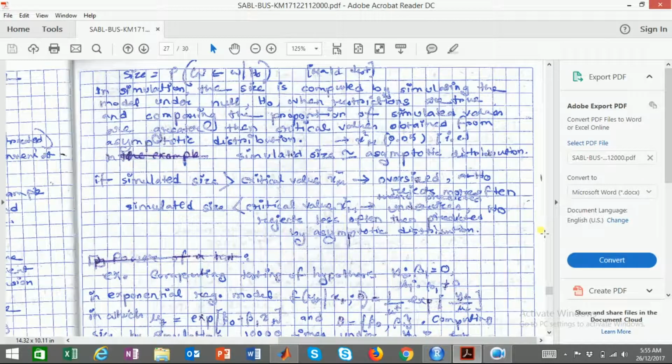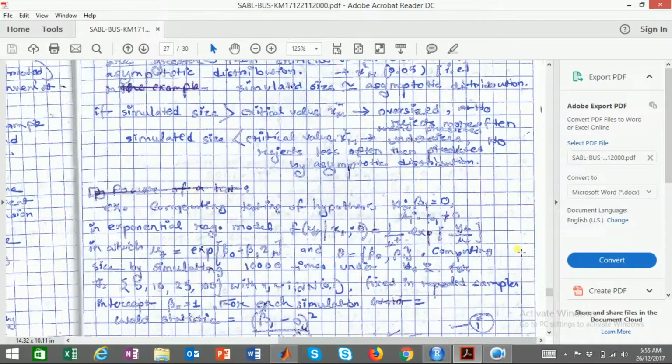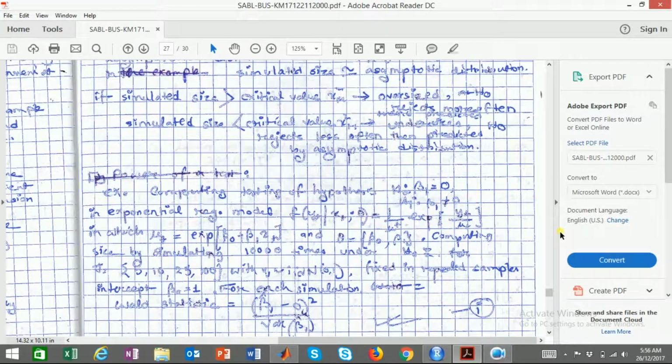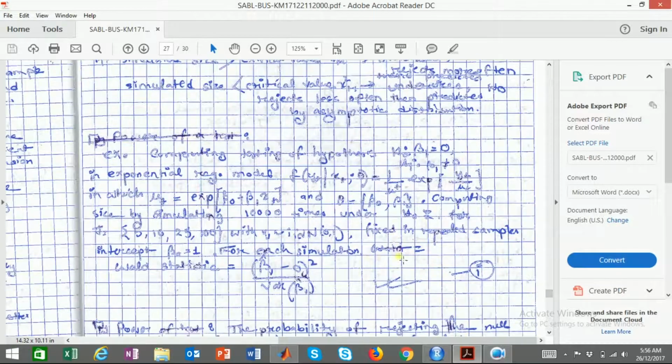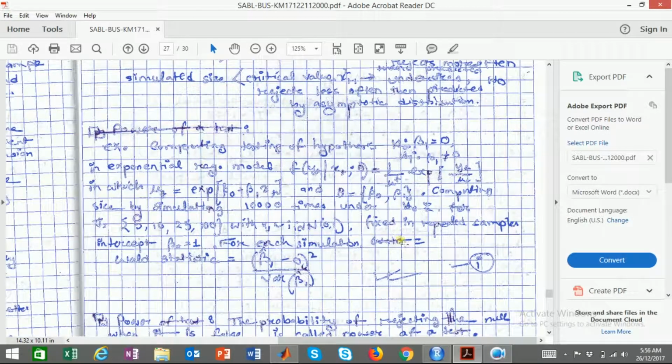For example, computing tests of hypotheses where the null is beta 1 equal to 0 and the alternative is beta 1 not equal to 0, in an exponential regression model, exponential of beta naught plus beta 1 x, where the parameters are beta naught and beta 1. We compute the size by simulating 100,000 times under the null. The Wald statistic is given by this equation. I think we will do this problem.